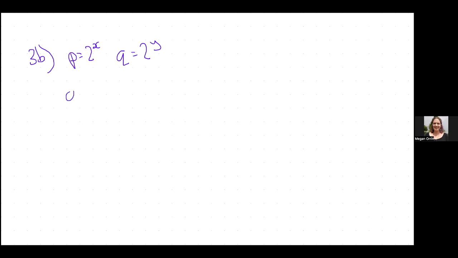p squared times q is 16, according to this. All right, and then I'm going to write my other one over here. So we're also told that q squared divided by p is 32.